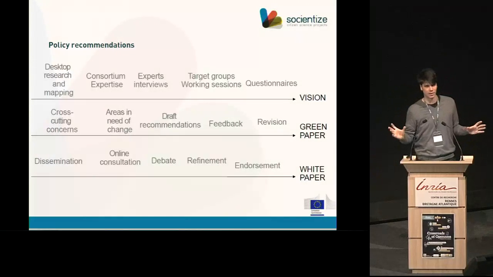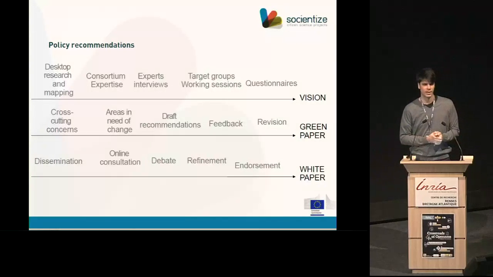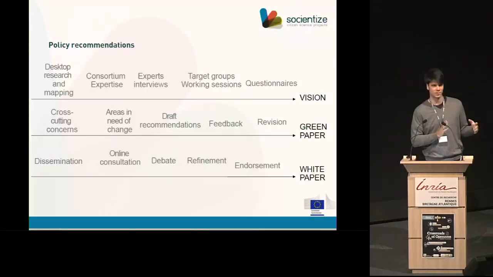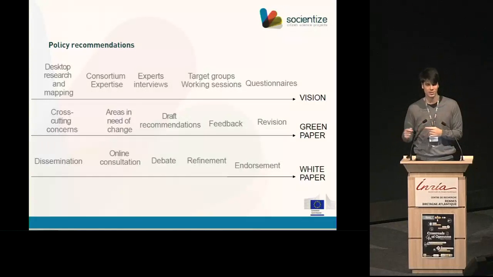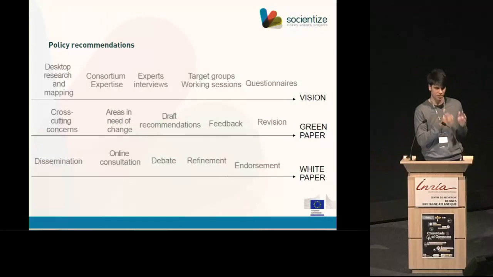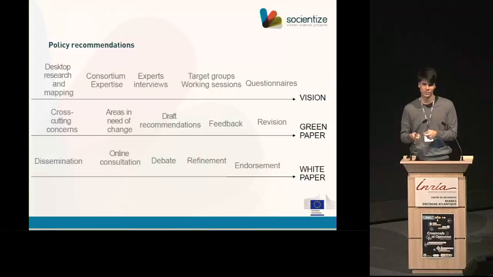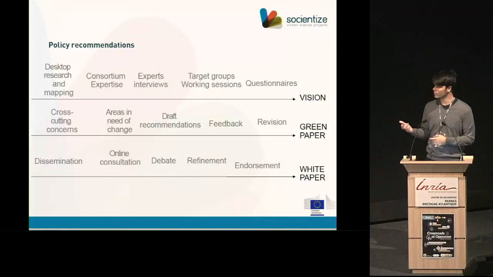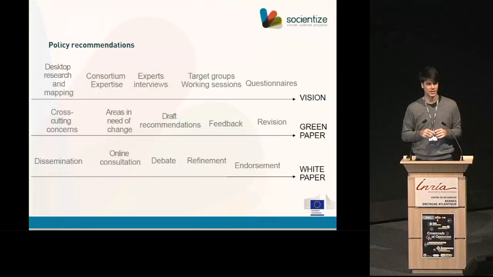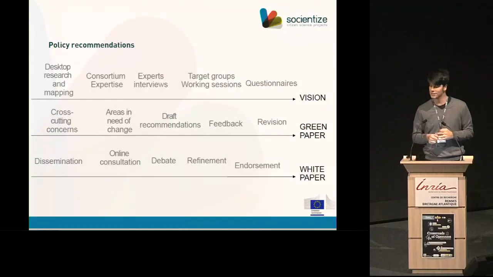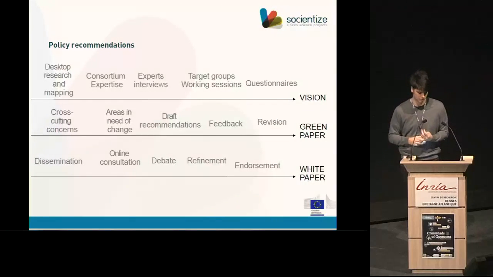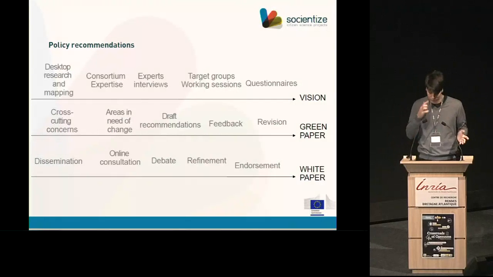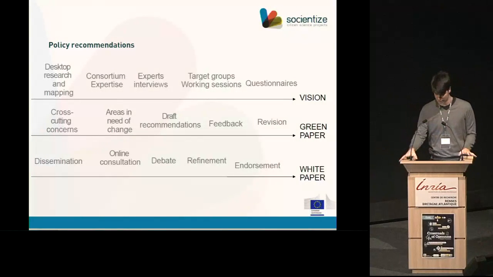shape a kind of white paper collecting the cross-cutting concerns of the community. We had been working a couple of years in participatory workshops, interviews with experts, target groups, and open questionnaires, and we shared the initial draft of ideas of cross-cutting concerns, things in need of change, policy actions, and draft ideas to shape the future. We shared them with people in the green paper. We created an open call for contributions, and in the end we had around 200 people discussing online in tools like Cbase, also using open source tools for the open debates, helping us to refine and endorse the agenda.